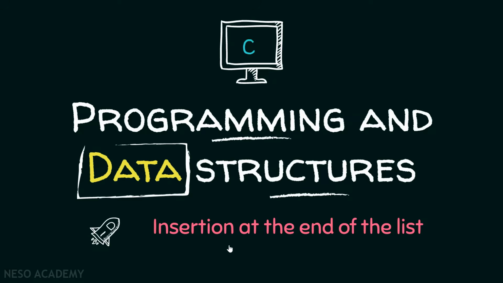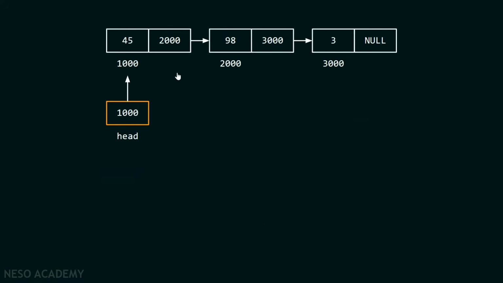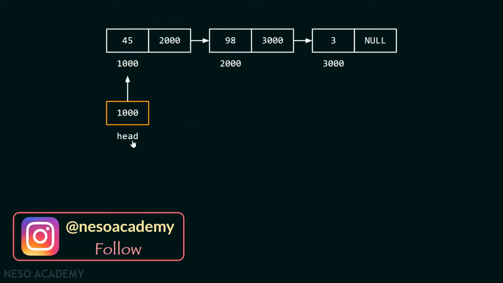In this presentation, we will learn how to insert a node at the end of a single linked list. So let's get started. Let us suppose we have this linked list already available with us, and this is the head pointer which is pointing to the first node of the list. And let us suppose that we have this node which we want to insert at the end of this list.